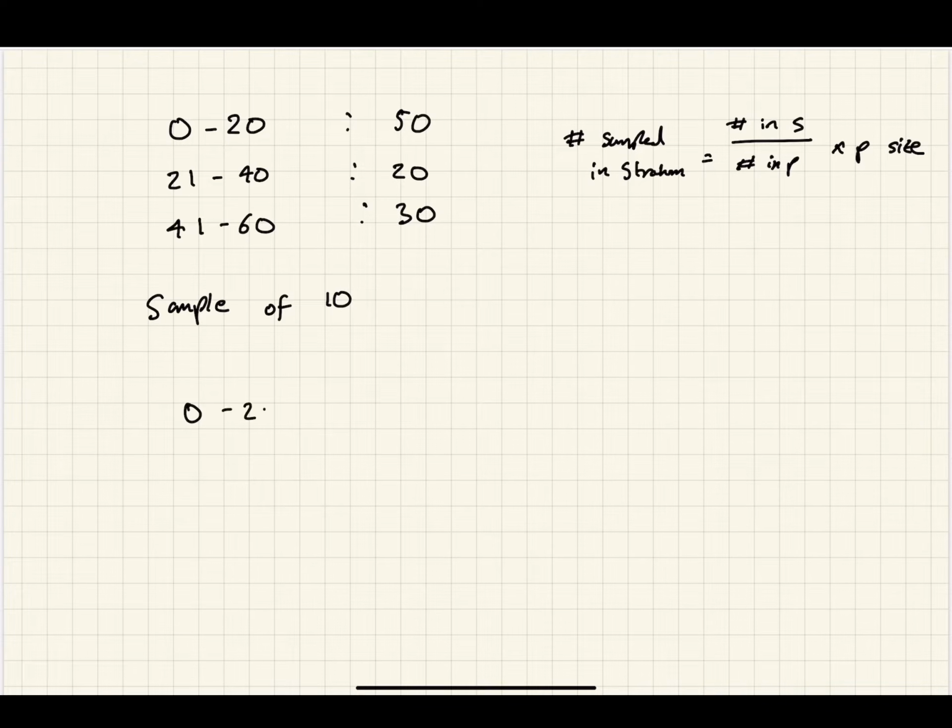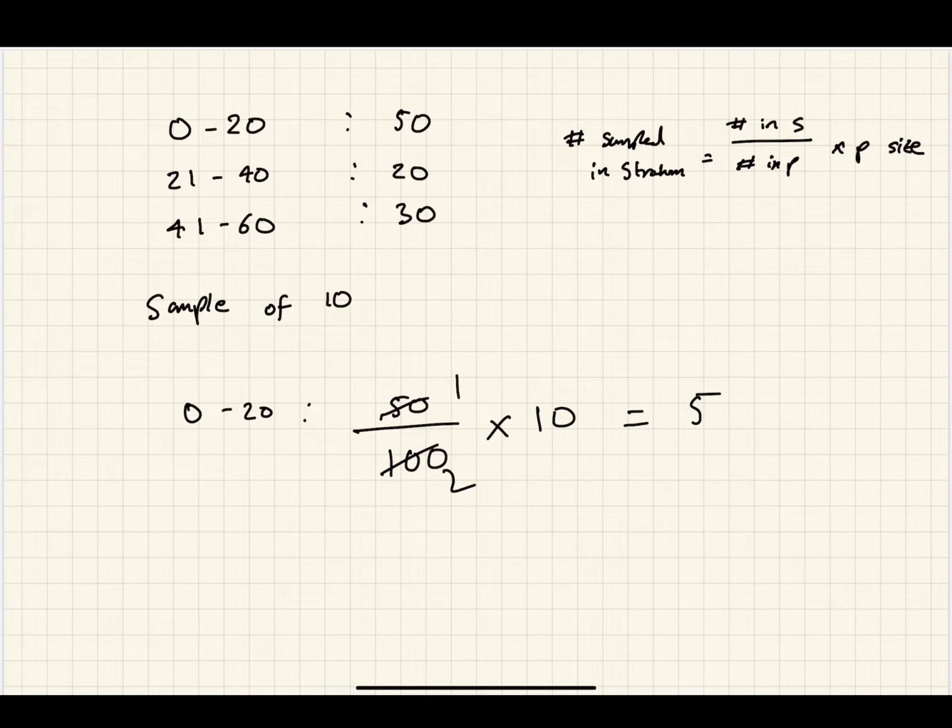For 0 to 20-year-olds, first we need to take a look at how many workers there are. There are 50 workers in our 0 to 20-year-old category. That's the number in stratum. Then we divide this by the number in our population, which is 100 people. And then we multiply that by the overall sample size that we wanted, which we said was 10. So we get a half times 10, which means we should be choosing 5 people from this group.